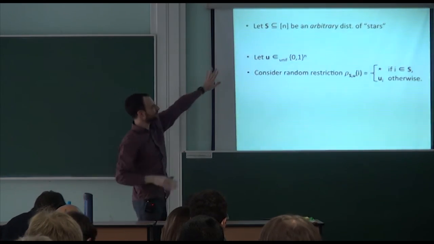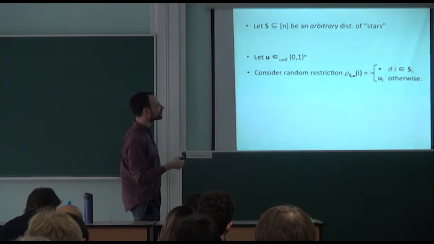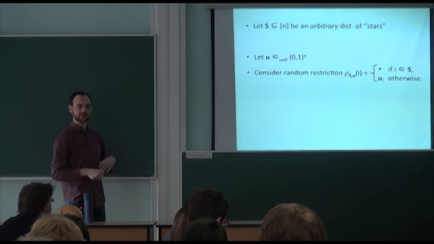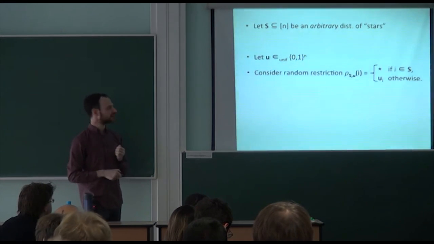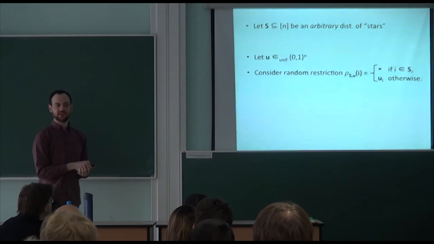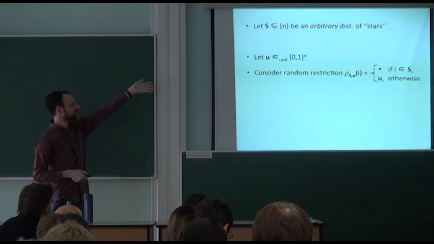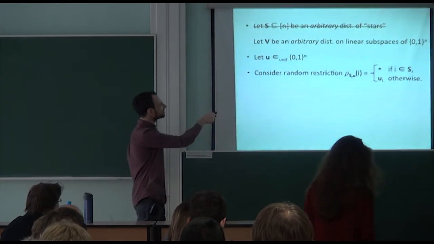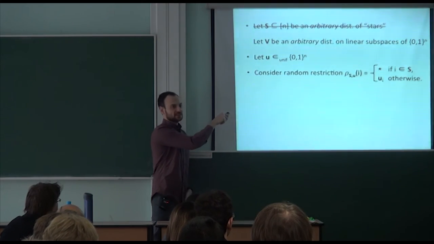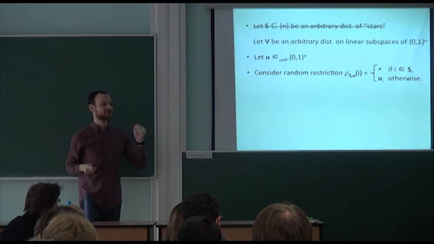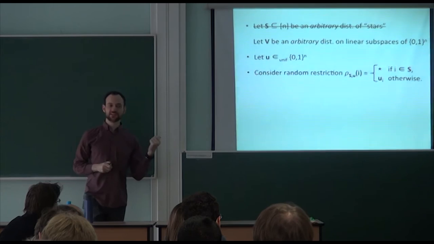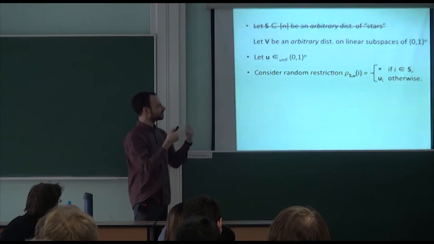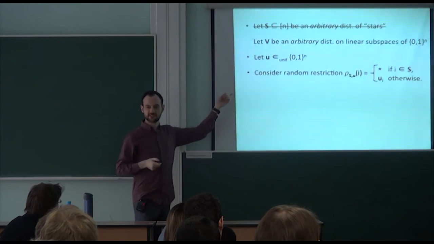Here I'm repeating a previous slide. Remember how we defined this random restriction rho S,U: S was an arbitrary distribution of stars, and U was a random element of the hypercube. Now I'm going to generalize this to affine restrictions. Playing the role of S, we're going to introduce a random variable V, which is just any distribution on linear subspaces of the hypercube. We're really going to think of V as, in some sense, playing the role of the stars. And we're still going to have this U, which plays the role of the assignment off of the stars. So it's the same.